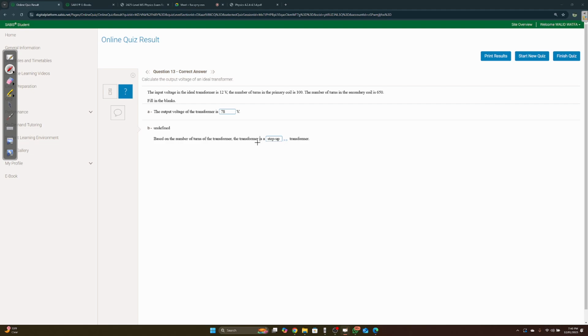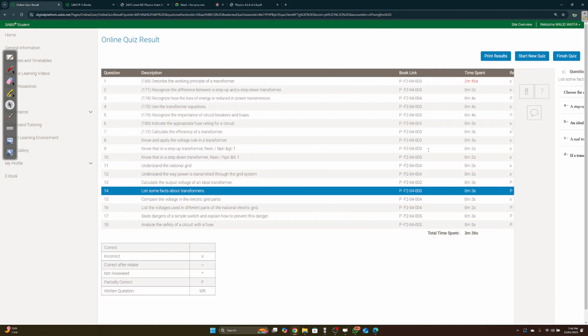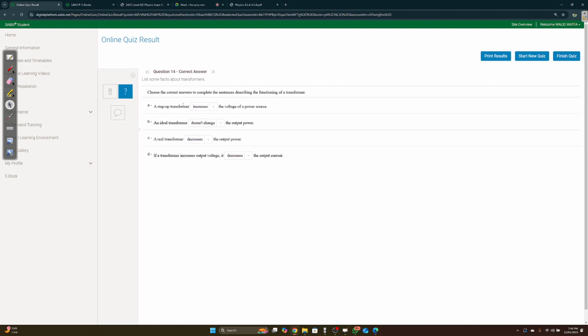Based on the number of turns on the transformer, what type of transformer is this? If the number of turns in the secondary coil is greater than that of the primary, then obviously it's going to be a step-up transformer, right? A step-up transformer, what does it do to the voltage? Does it increase or decrease? It increases the voltage. An ideal transformer, what does it do to the power? It doesn't change, because remember, in an ideal transformer, P in is equal to P out. In a real transformer, P in is equal to P out plus P lost, so P in will be greater than P out.